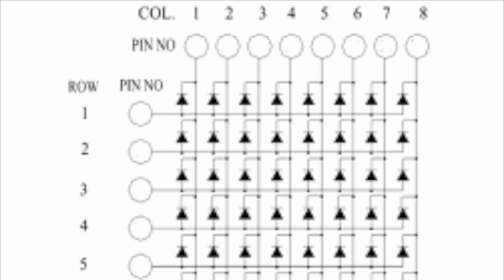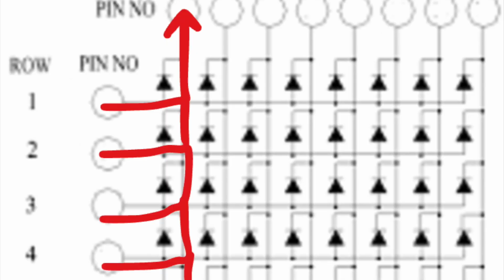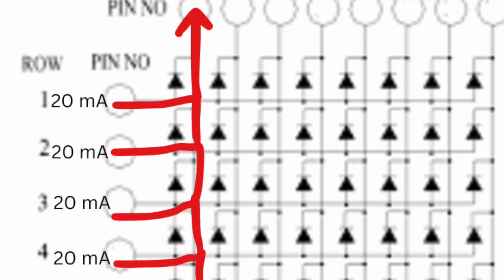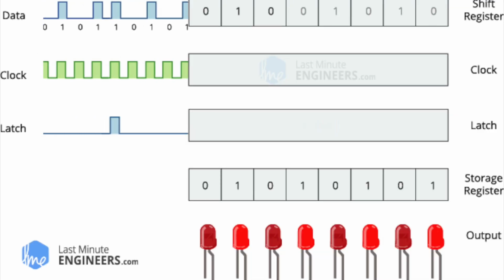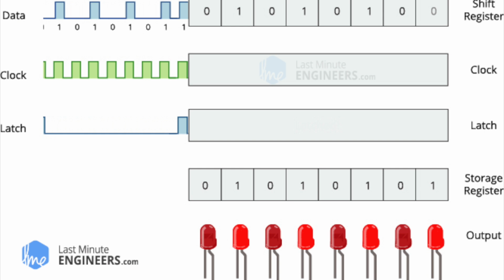This is important because when all of the rows from the 595 combine and empty through the cathode lead into the TPIC, the amperage is extremely high and would kill the 595 relatively quickly if you used it instead of the TPIC. Both shift registers work in the same way with a data, clock, and latch line.